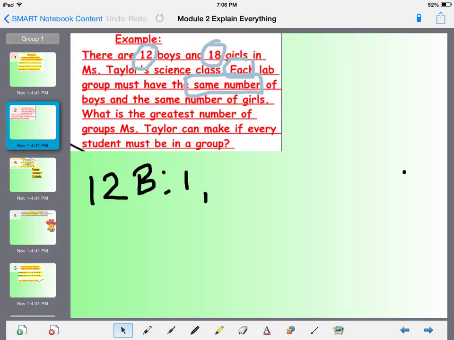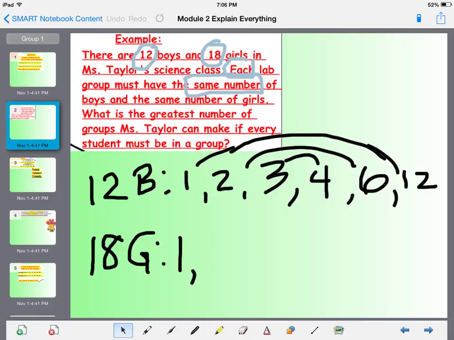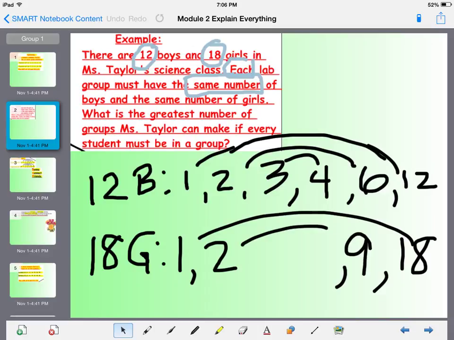So 1 times 12 will give me 12. 2 times 6 will give me 12. 3 times 4 will give me 12. And then 4 times 3, we're going back, so we have all the factors of 12. Moving on to 18, there are 18 girls in this class. I'm going to put G for girls, and we always start with 1. 1 times 18, 2 times 9, 3 times 6, 4 will not work, 5 will not work, 6 will, but we're moving backwards, so we have our factors of 12 and 18.